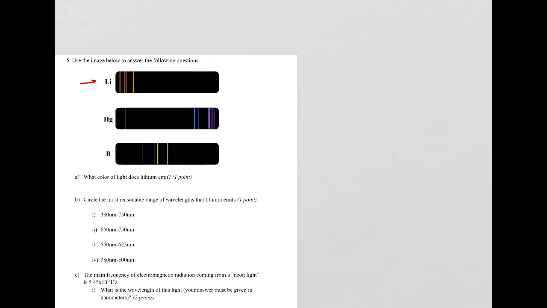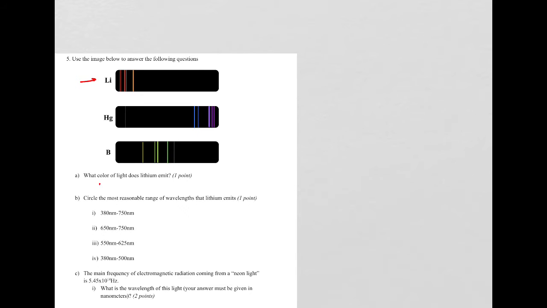All right, number 5 asks us, what color of light does lithium emit? Well, we look at this atomic emission spectra, and we see that it's mostly red and a little bit of orange. So if you said red, you got the point. If you said reddish orange, you also got the point. If you said yellow, you did not get the point. If you said blue, you did not get the point. Red or reddish orange got you a point for that.